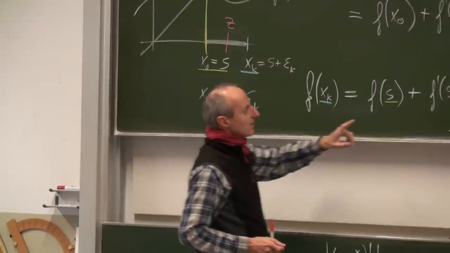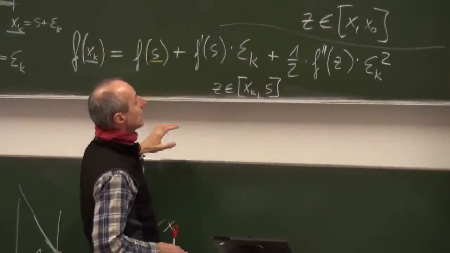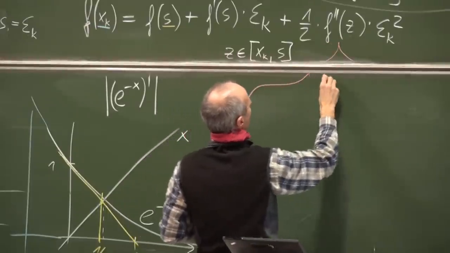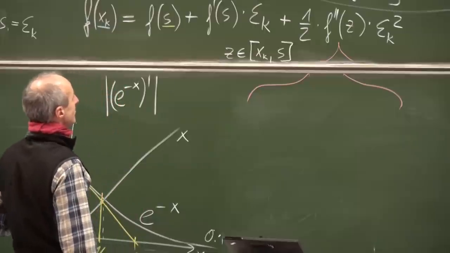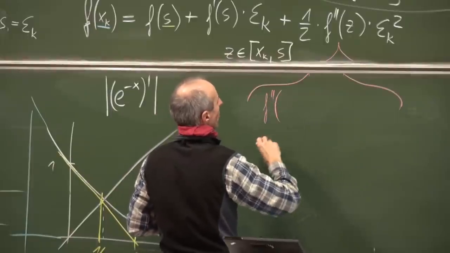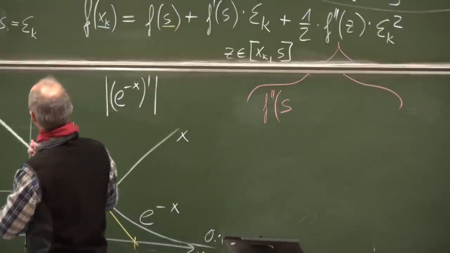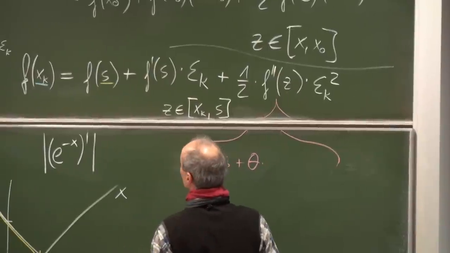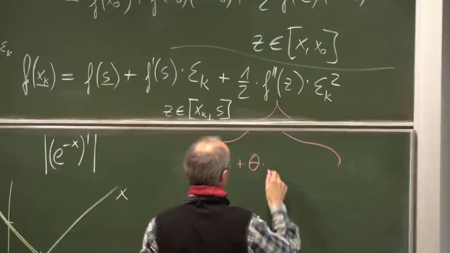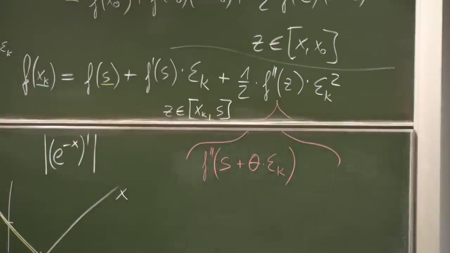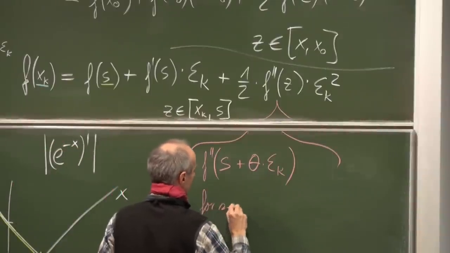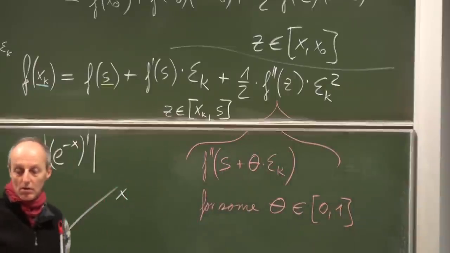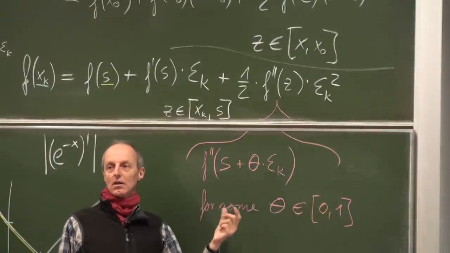Now if this c is between these two guys, we can write it in the following way. We can write this as f double prime of s, this point s, plus theta times epsilon k, for some theta in the interval 0, 1. This theta is just a scale factor.